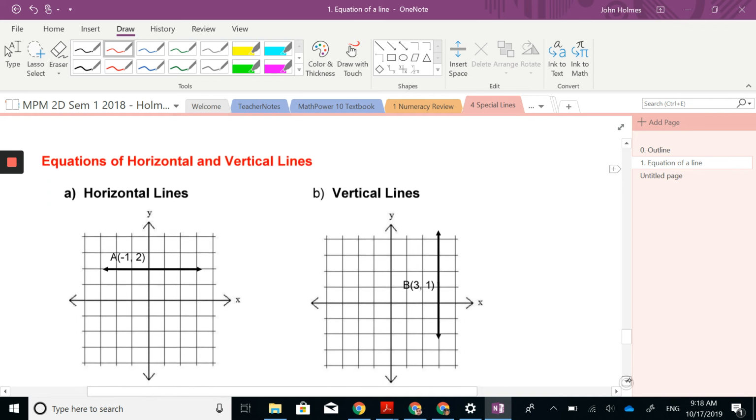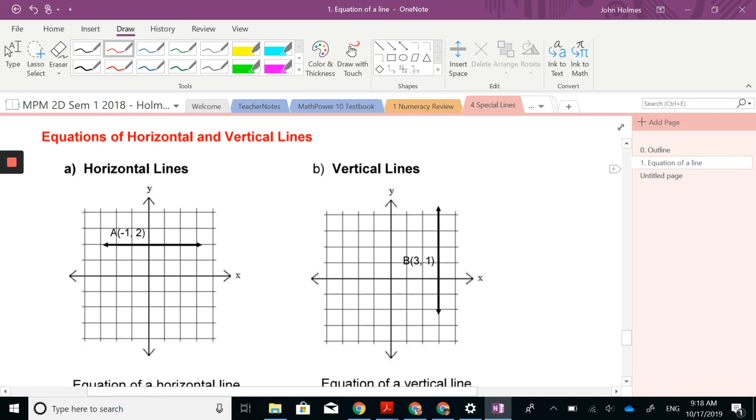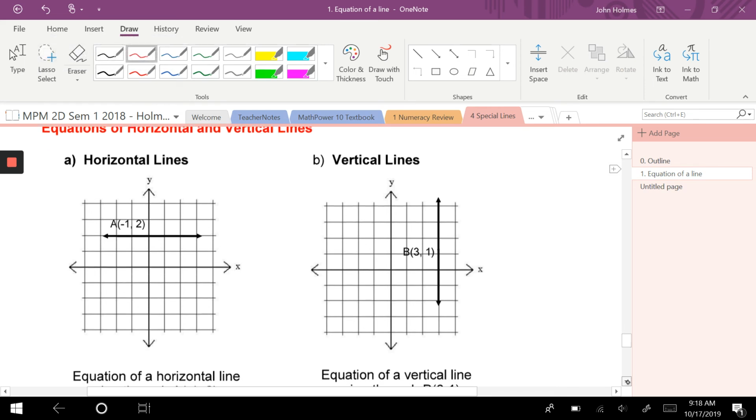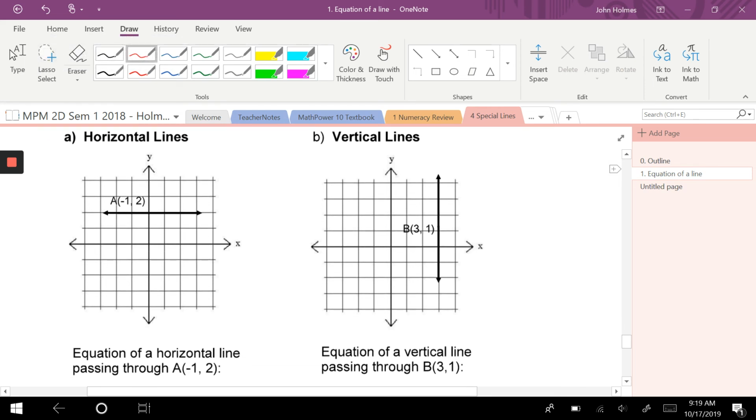All right, so now we're going to take a look at our special equations of the line. Again, this is review from what we've done in the past. The special lines are horizontal lines and vertical lines. So the equation of a horizontal line passing through (-1, 2), that's my point.